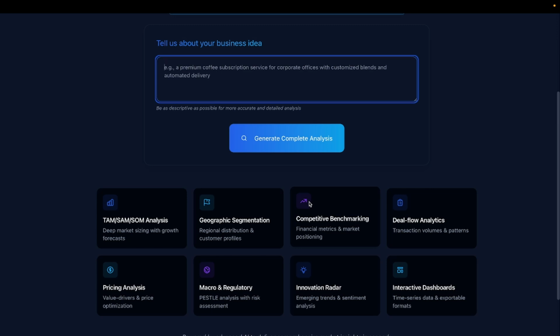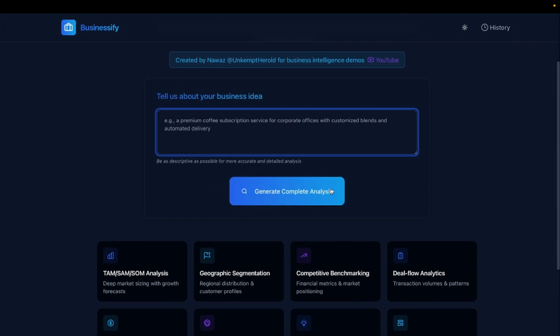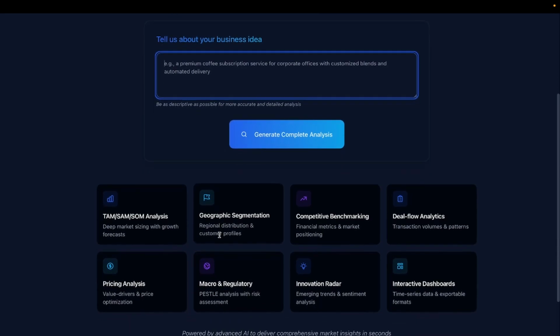So it's not just some crazy data written out for you to understand. I've also asked it the top 8 best metrics used by market researchers, and it's given me this. I've also added some of my own. So before we go in, let's talk about what we're actually going to do. Let's say I write some business idea and I click generate complete analysis, and it's going to give me all of these.